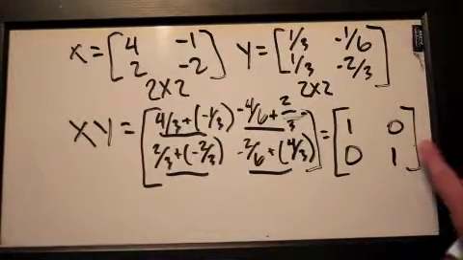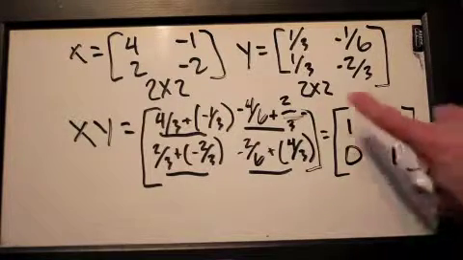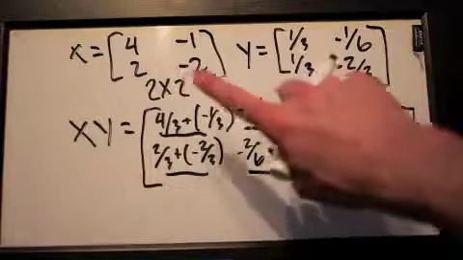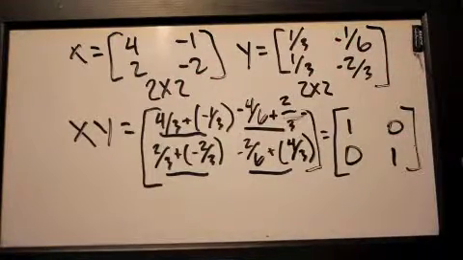If they multiply together to be the identity matrix, which they do, 1, 0, 0, 1, then they are inverses. So in this case, X and Y are inverses of each other.